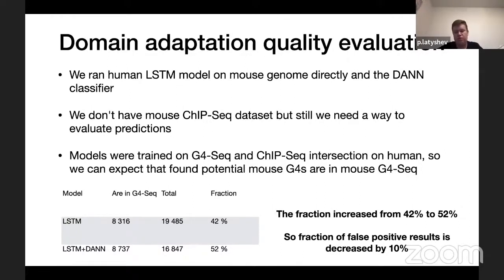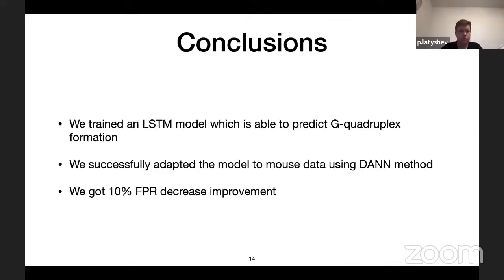It means we can use this method in this task to train a model on one organism's data and adapt it to another organism's genome. So in this work, we trained an LSTM model which is able to predict quadruplexes. We successfully adapted the model to mouse data using the DANN method, and we got a 10% false positive rate decrease. This is an improvement. That's all.